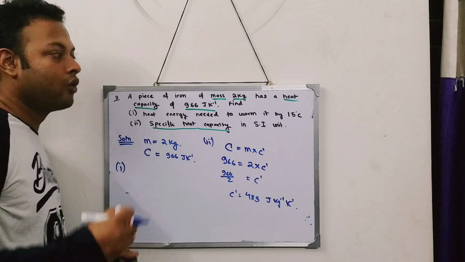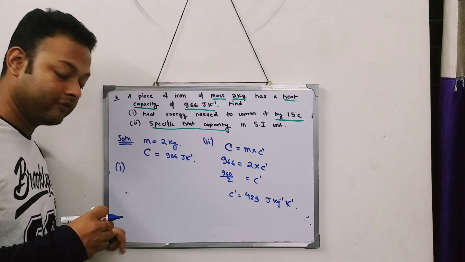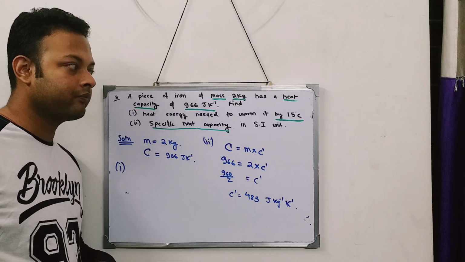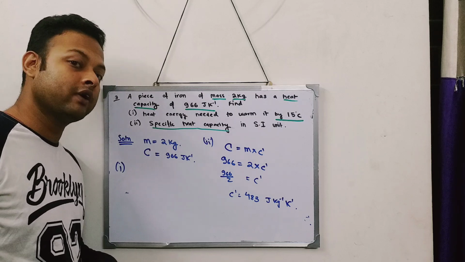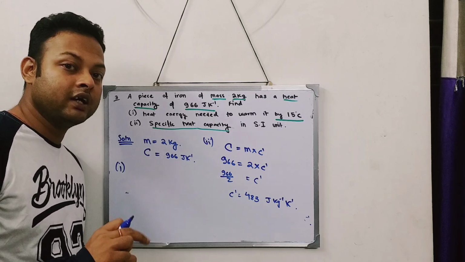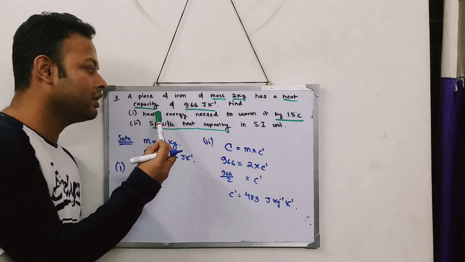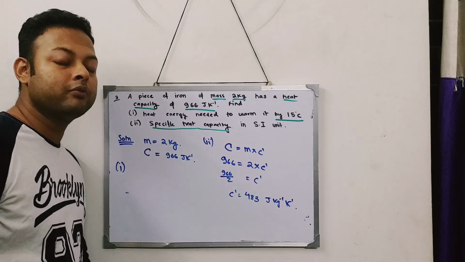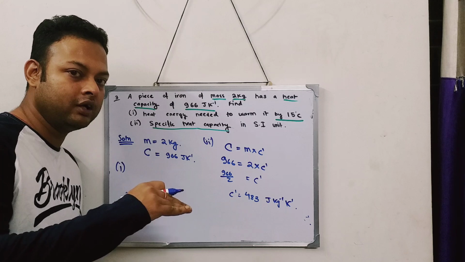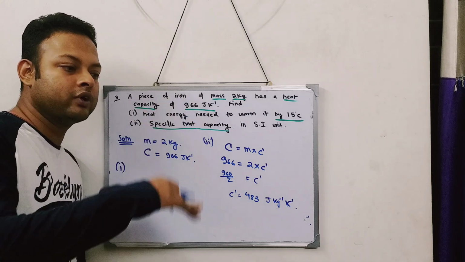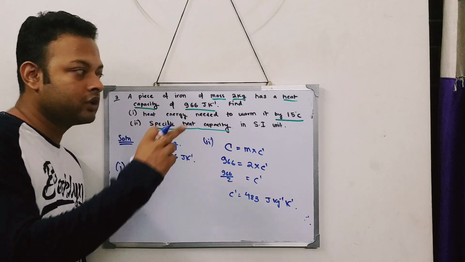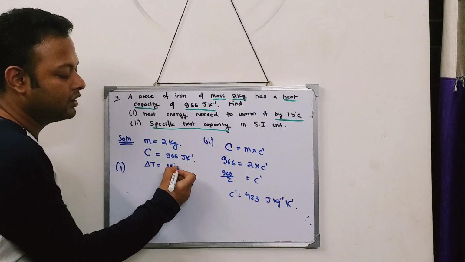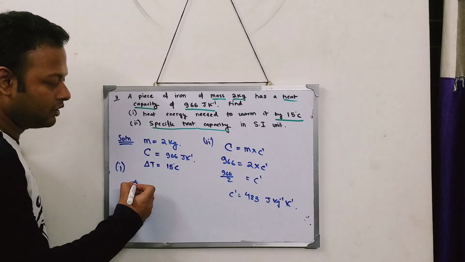Now very important, warm it by 15 degree. By 15 degree means what? This 15 degree is not the initial temperature. This 15 degree is not the final temperature. This 15 degree is the increase of temperature, because if you read the statement properly, it says heat energy required to warm it by 15 degree. So it was 20 and it got to 35, so increased by 15 degree. So this 15 degree gives you the value of increase of temperature, which is delta T.